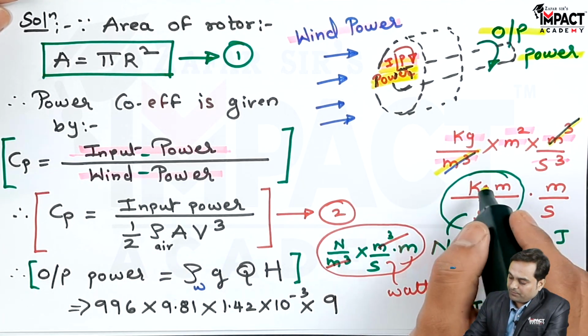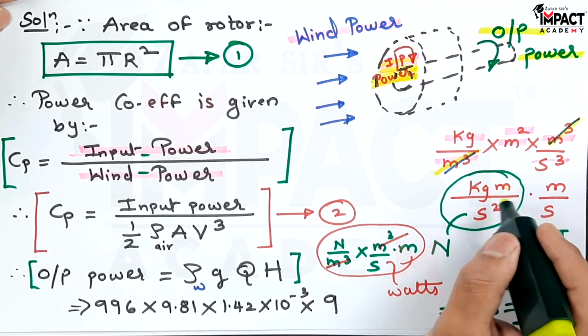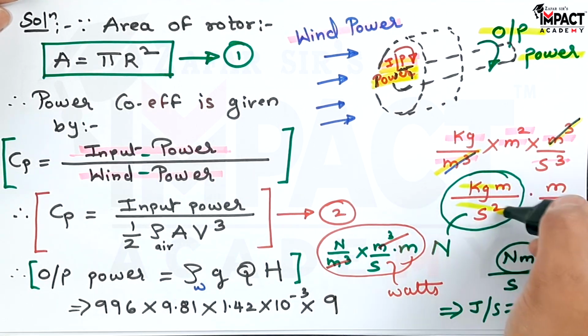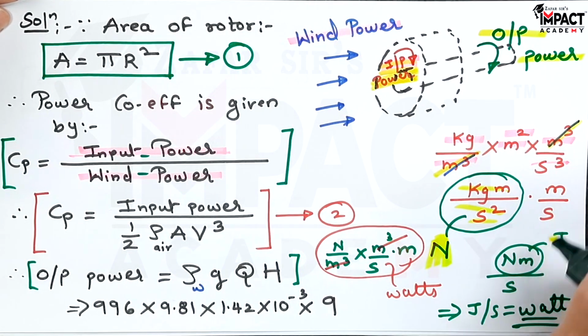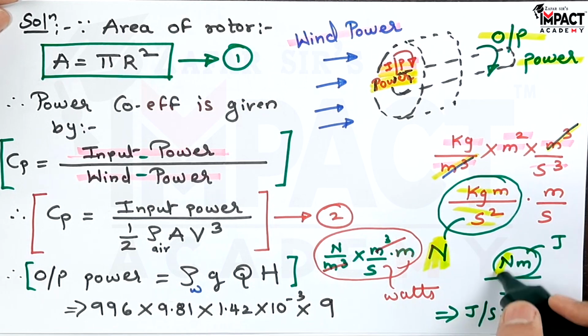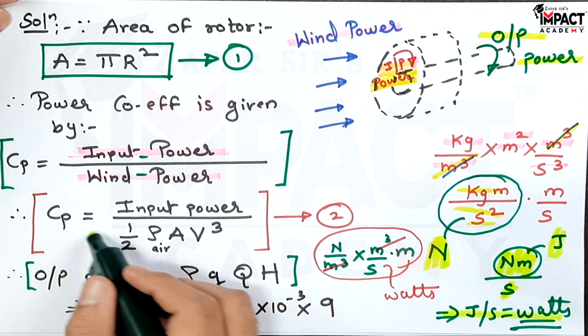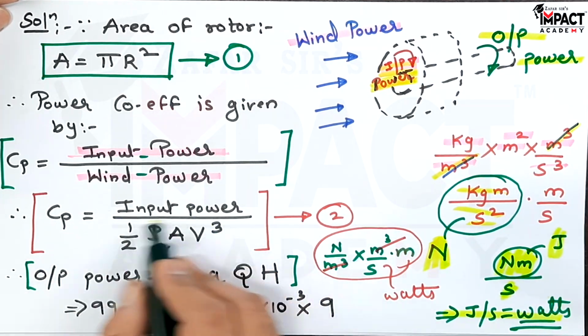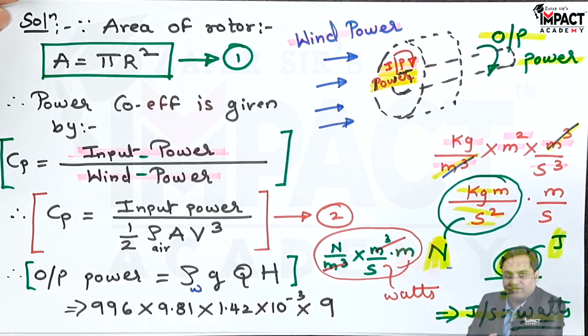This entire term, kg is mass, meter per second square is acceleration, mass into acceleration is force, so the unit is in terms of Newton, and into meter per second. So Newton into meter is called joule, and joule per second is watts. So it means here in this CP formula, wind power is having a unit of watts, so obviously input power should also be in terms of watts.